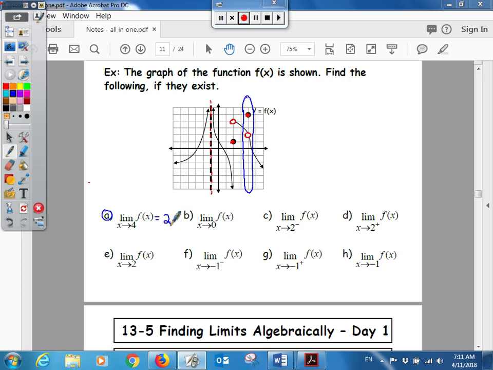On B, the limit as x approaches 0. Here's where 0 is located. From the left and from the right, the y value that I'm approaching is equal to 1.